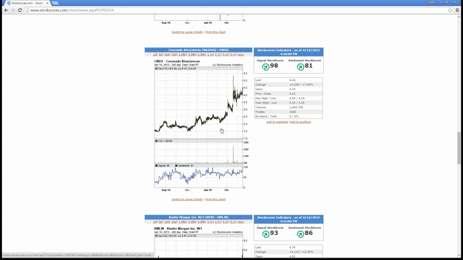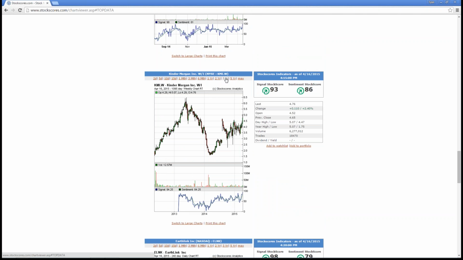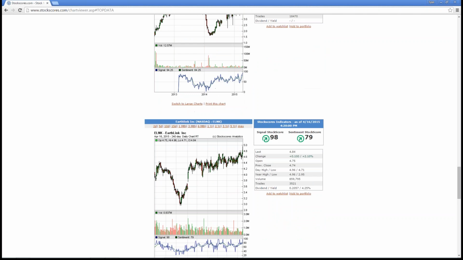This one also, I think the bus has left the station. Our entry signal was back here, Coronado CNDO. This one looks interesting. These are warrants on Kinder Morgan. I'm not crazy about it.